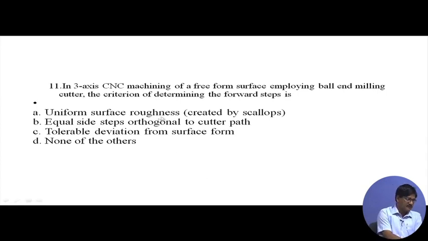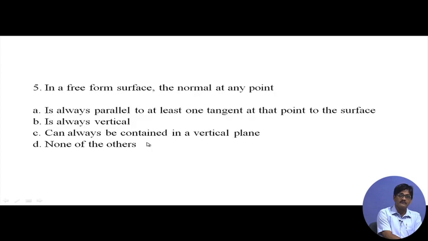This I think we have already done. So, let us quickly move on. In a free form surface, the normal at any point is always parallel to at least one tangent at that point to the surface, is always vertical, can always be contained in a vertical plane, none of the others. So, first one, the normal at any point on a free form surface is always parallel to at least one tangent at that point to the surface.